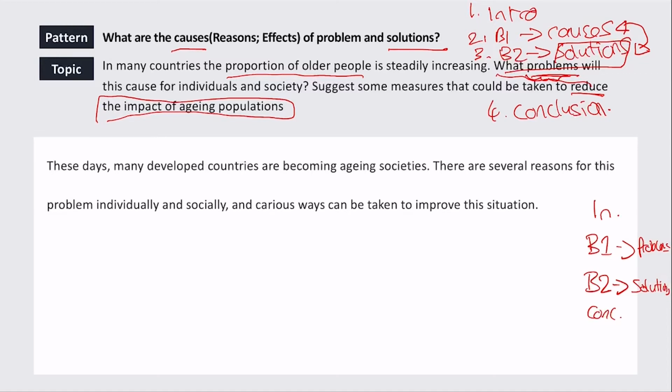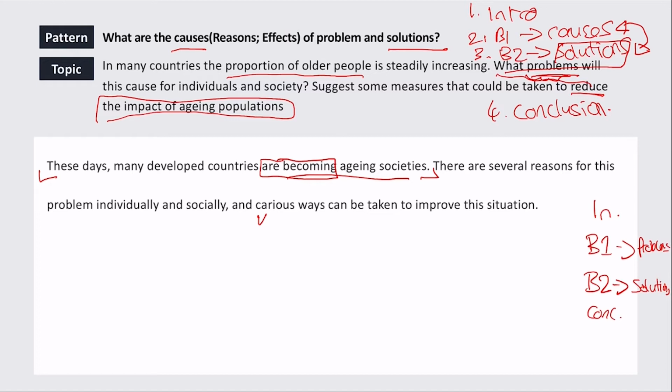These days, many developed countries are becoming aging societies. There are several reasons for this problem individually and socially, and various ways can be taken to improve this situation. The first issue I have is that the very first sentence is slightly grammatically incorrect. These days, many developed countries are becoming aging societies. What this sentence literally means is that the country is becoming an aging society, which is not correct. A country can't change into something else.